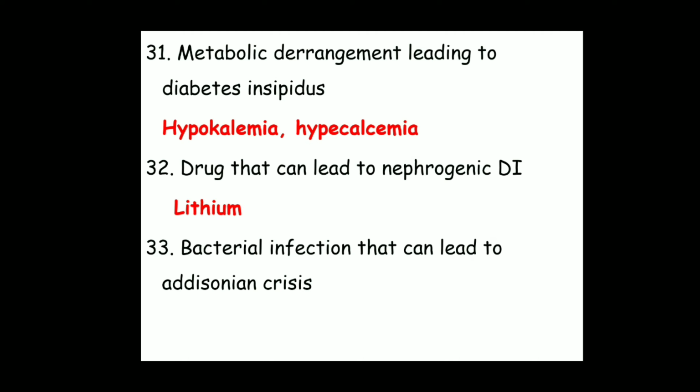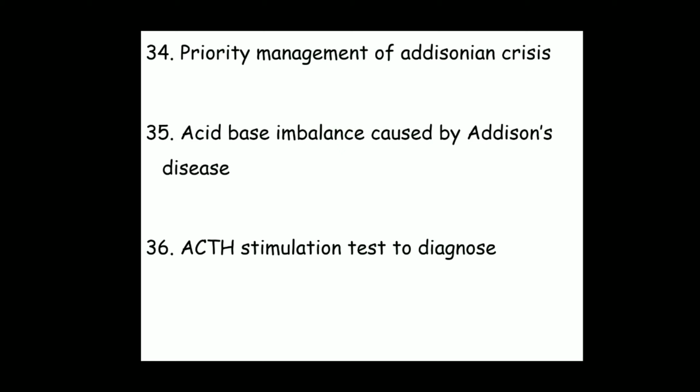Bacterial infection that can lead to addisonian crisis: Neisseria meningitidis. Remember, in addisonian crisis we have discussed Waterhouse-Friderichsen syndrome, that's adrenal failure due to hemorrhage caused by the bacterial infection called Neisseria meningitidis. What's the priority management of addisonian crisis? Remember, first and foremost priority in addisonian crisis is IV hydrocortisone. Acid-base imbalance caused by Addison's disease: metabolic acidosis. This is also discussed in Addison's disease.